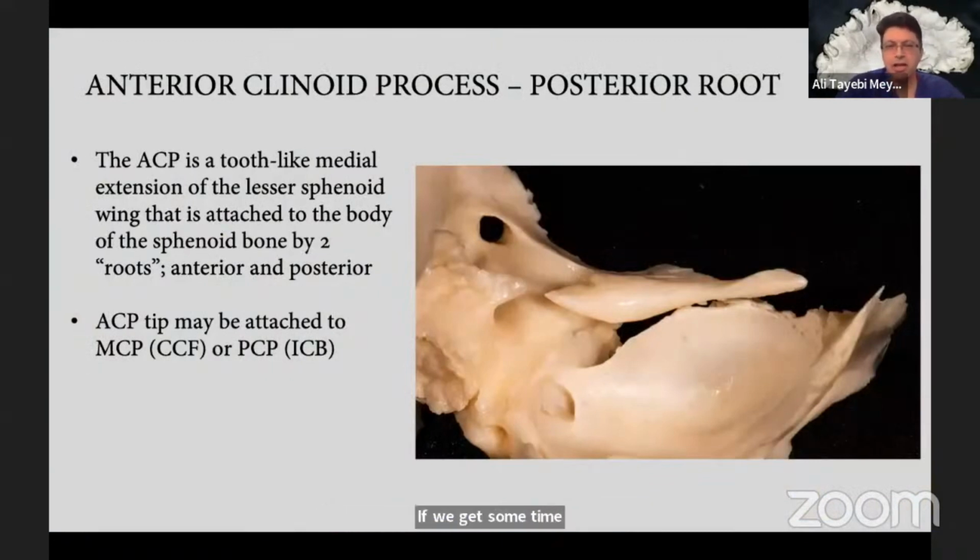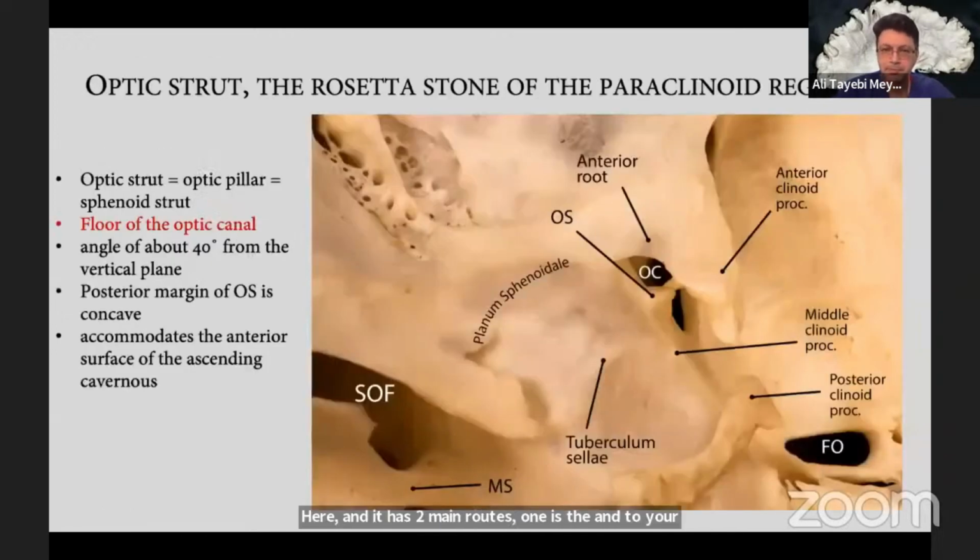Let's talk about the anterior clinoid process as the most medial extension of this lesser sphenoid wing, which is the anterior boundary of the middle fossa. It's like a tooth, and it's basically the medial extension of the lesser wing. The way the anterior clinoid process is defined surgically is that it is attached to the body of the sphenoid bone here, and it has two main roots. One is the anterior root and one is the posterior root.